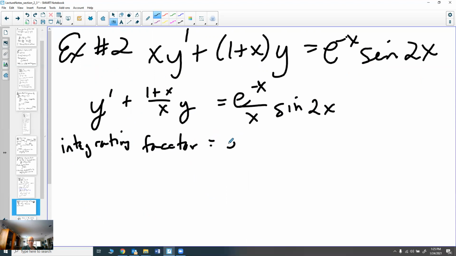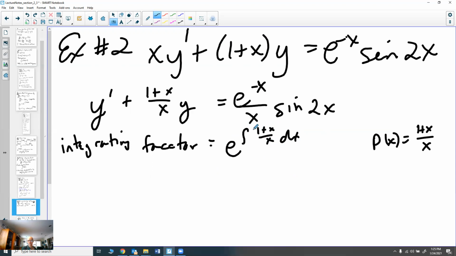And that is always e to the integral of p of x dx. But p of x is just whatever's in front of your y. So in this case, it's (1 plus x) over x. So we're going to have e to the integral of (1 plus x) over x dx. So you got to find out what this integral is. This is actually not a hard integral.